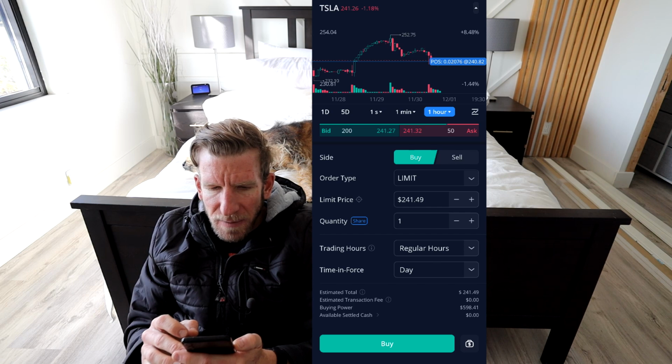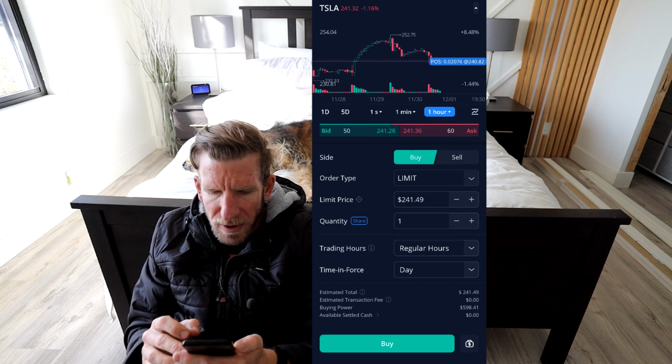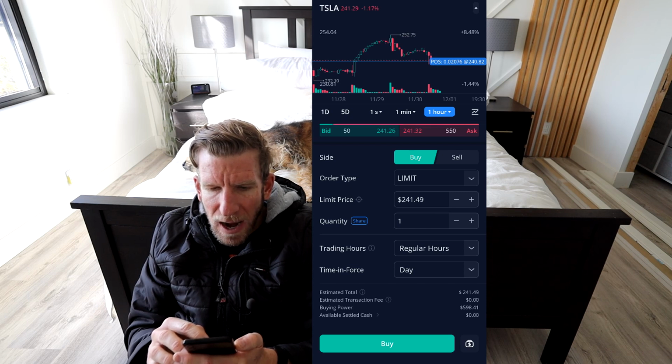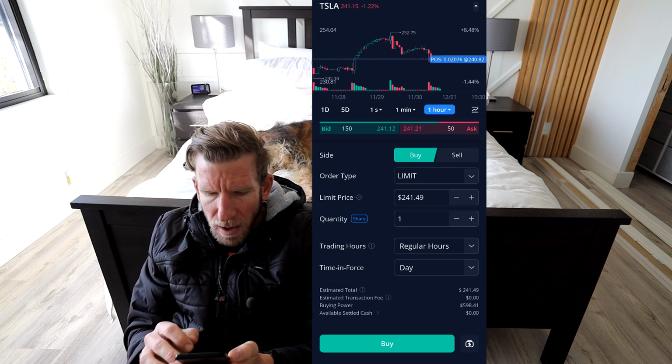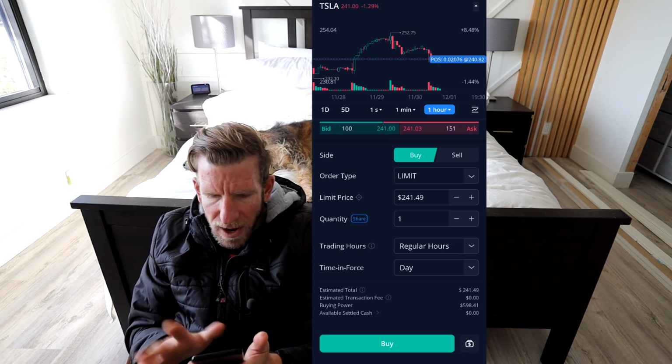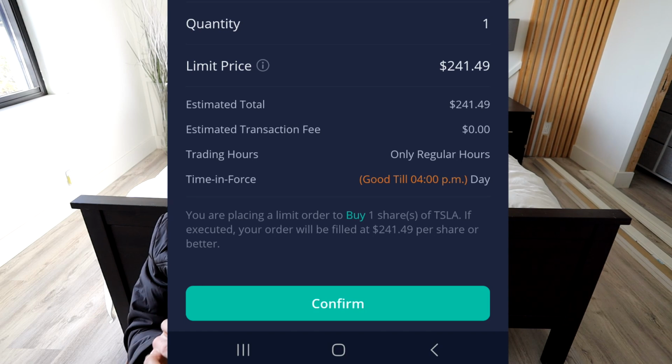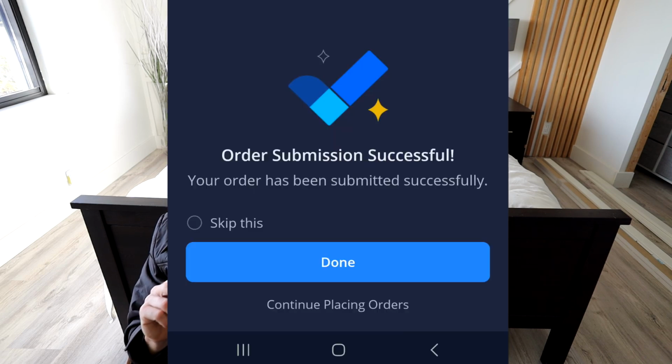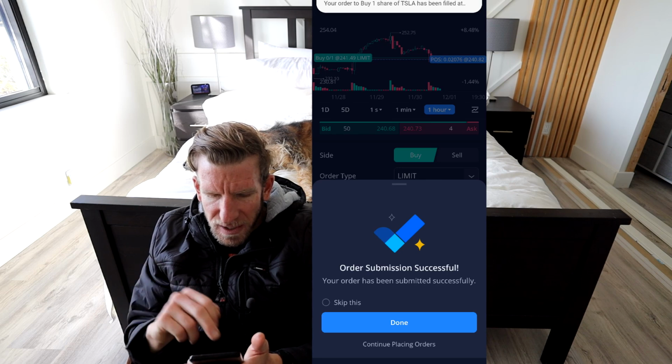As we can see, top left of your screen, it's going for $241.34. My limit price is $241.49. Now it's above the current price, but I'm going to go ahead and leave it there because it's going to trigger. I have 1 share, everything looks good. I'm going to go ahead and tap on that. Again, double checked. I already have enough money in my account to buy this. And let's go ahead and hit confirm here. Order submission successful.